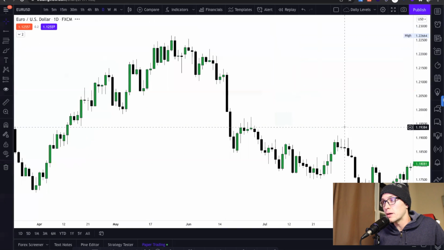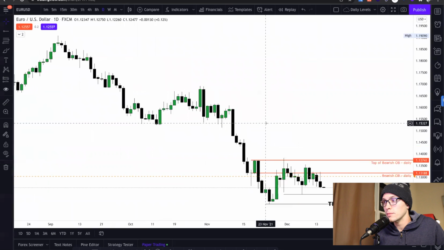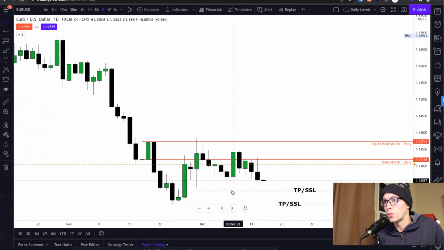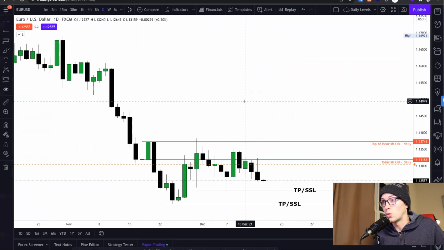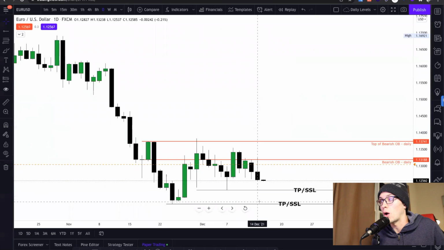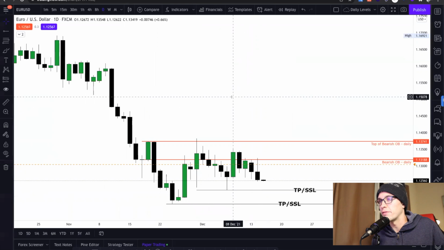Now, if we're looking at the daily time frame, we're looking for it to take out this day's liquidity. So today, we have another opportunity to possibly go short before Thursday's possible reversal. We're looking to take out liquidity at 1.12275 tomorrow. So that's all I got for today.